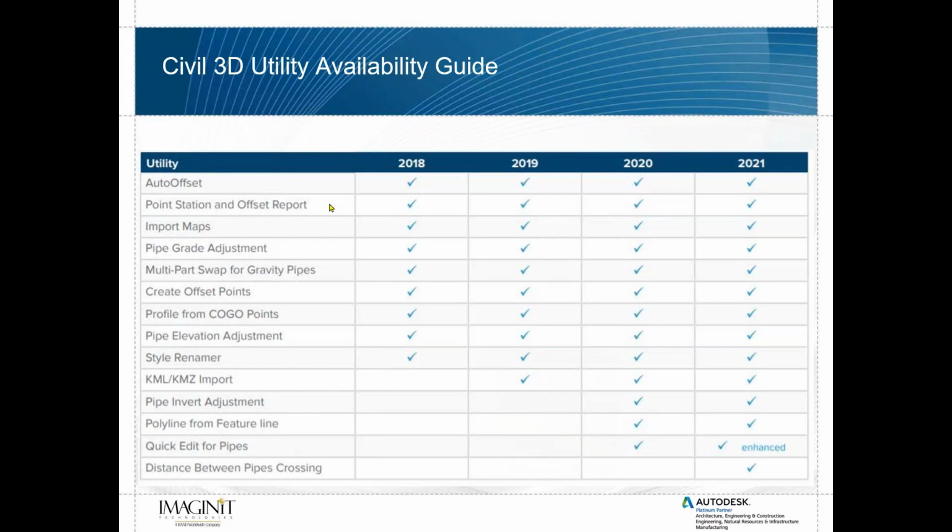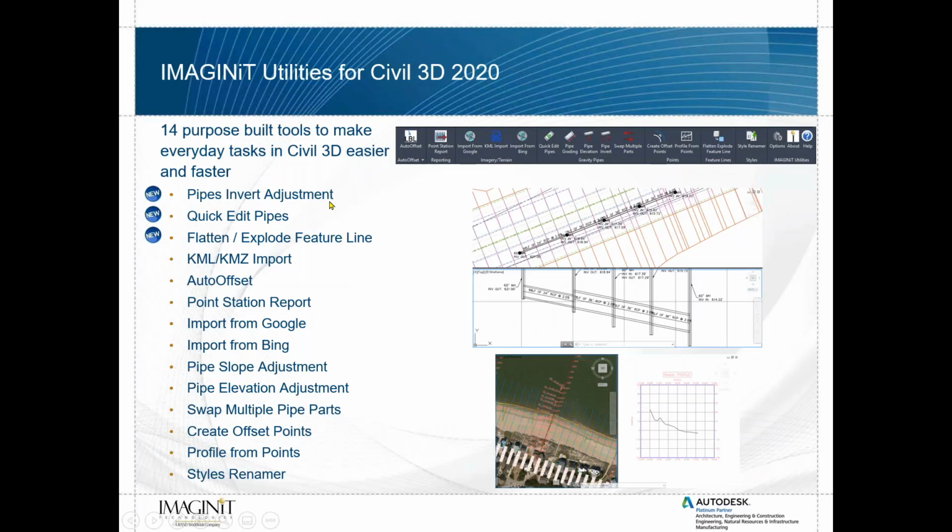I'm going to go through the PowerPoint presentation. And looking at the IMAGINiT toolset here, we do have a lot that's available that works with a lot of the civil objects. It really has a great function around piping, but it does do a little bit more. These are just some of the tools that we have readily available.